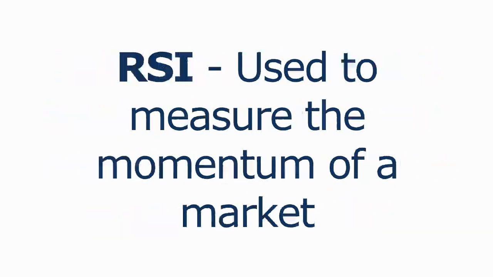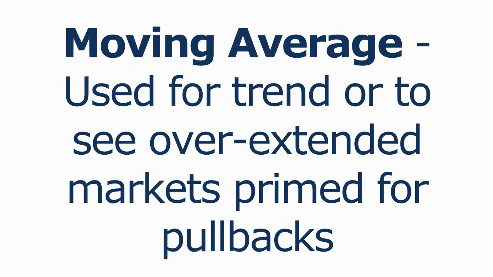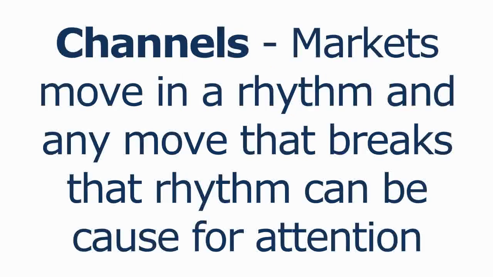The RSI, we're going to use that to measure the momentum of a market. Moving average, it can be used for trend or to see overextended markets primed for pullbacks or mean reversions. And channels, markets move in a rhythm, and any move that breaks that rhythm can be cause for attention.